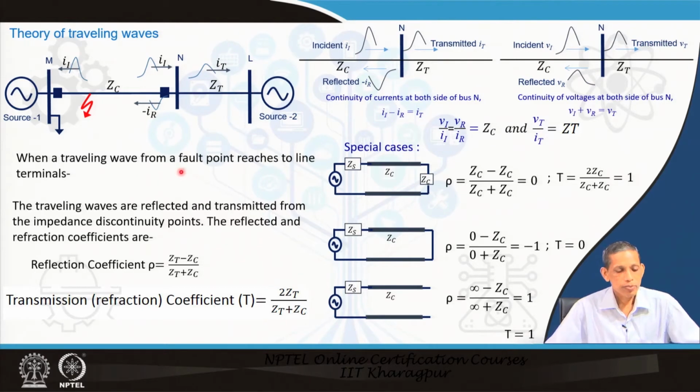So, when a travelling wave from a fault point reaches the terminus, the travelling waves are reflected and transmitted from the impedance discontinuity points, that is, at the mismatch point. The reflection coefficient rho_t equals (Z_t minus Z_c) upon (Z_t plus Z_c), and the transmission coefficient is 1 plus rho, based on this relation, equals 2 Z_t upon (Z_t plus Z_c), where Z_t is the medium through which the wave is transmitted, and Z_c is the characteristic impedance of the medium where it is incident or reflected back.